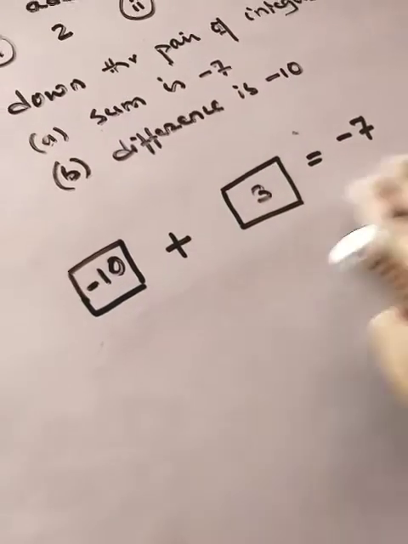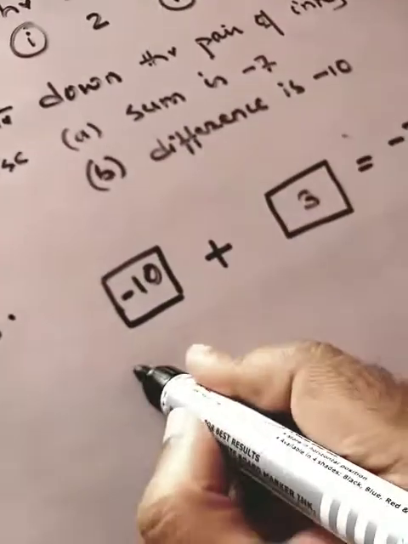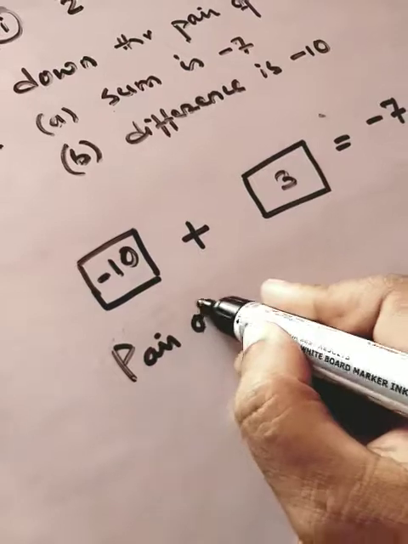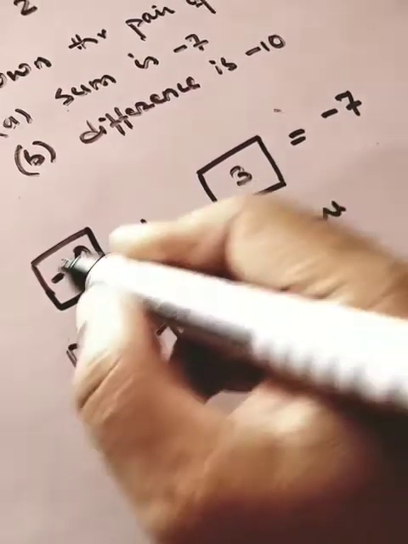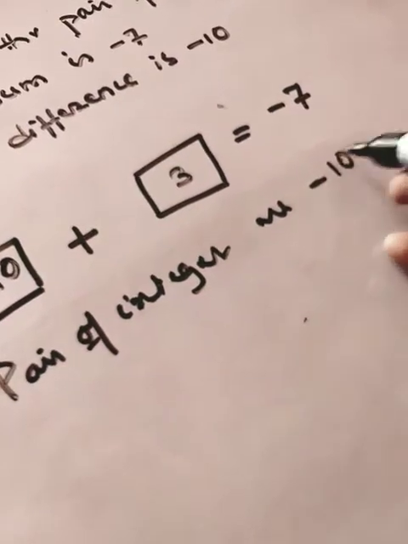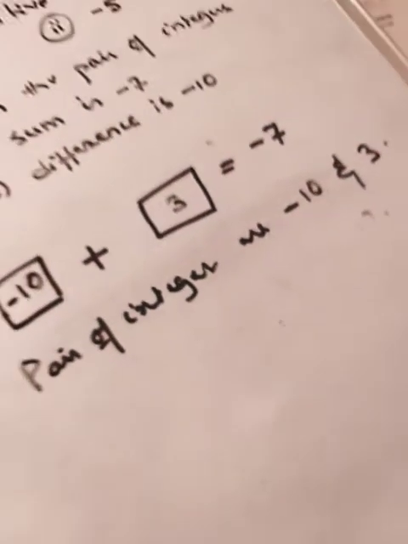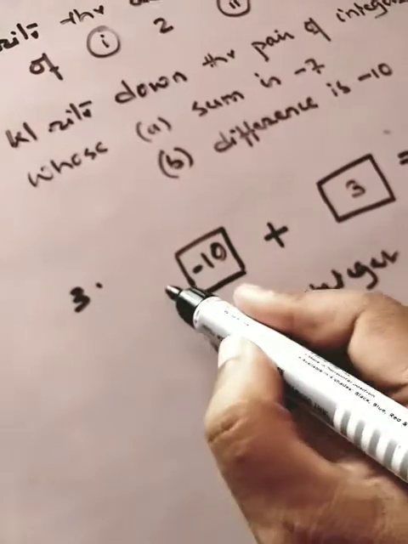So the first answer is the pair of integers. You will write the pair of integers. There are so many numbers. For me, I have just minus 10 and 3. Okay, this is the first one.